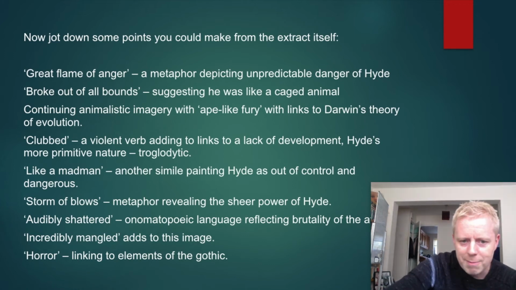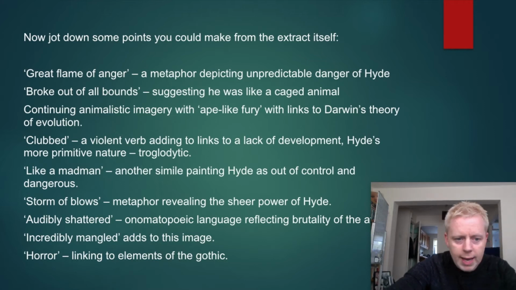Continuing animalistic imagery with ape-like fury, with links to Darwin's theory of evolution. Darwin's theory of evolution was published 27 years prior to the publication of this novella in 1886, which kind of put forward the idea that we all evolved from animals. And so we've got lots of links with Hyde and troglodytes and the cave dwellers and so on. And also ape-like fury here and clubbed, a violent verb adding to links to a lack of development, Hyde's more primitive nature, troglodytic.